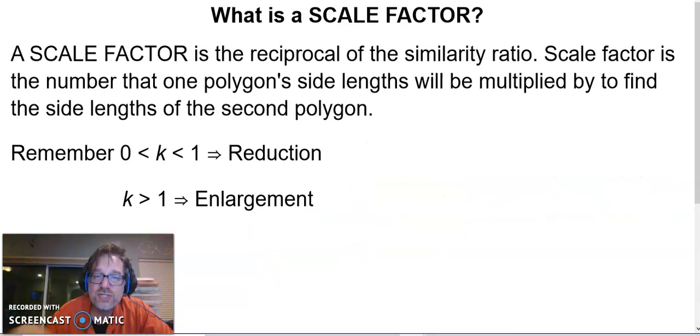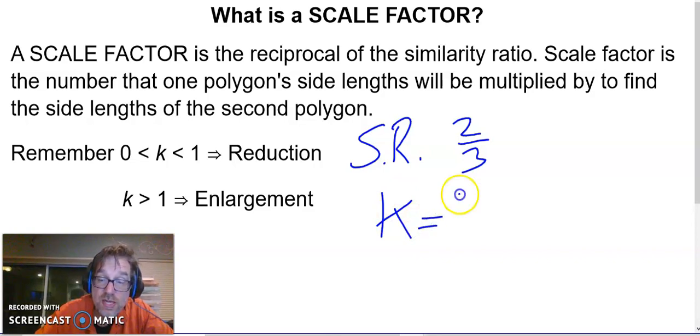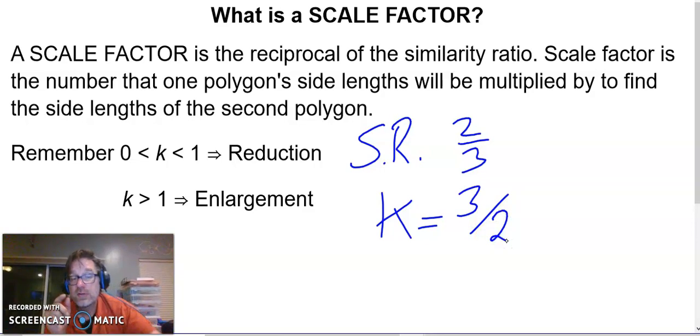Now, you may have heard this term a lot, scale factor. If my similarity ratio is 2/3, my scale factor, which we use the letter K for, is going to be 3/2. We just take the similarity ratio and we flip it upside down, because what we're going to use our scale factor for is to multiply the first figure by my scale factor to get the lengths of the second figure's sides, while a similarity ratio would be used with a proportion.